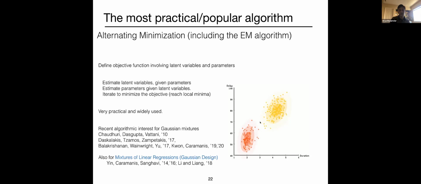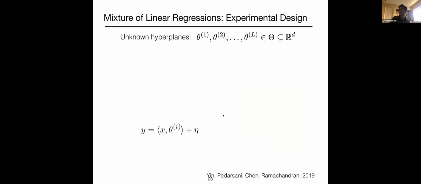Okay, so now that we have these tools, the EM algorithm, method of moments, statistical distance method, and the clustering-based or separation-based methods, we are going to go to mixtures of linear regressions and see what we can do. So just to reiterate, you have unknown hyperplanes theta 1, theta 2, up to theta L. Your model is that y is generated by taking x inner product with theta i, then adding some Gaussian noise. Gaussian design has been studied in at least a couple of different papers, both with the tensor method and the EM methods.